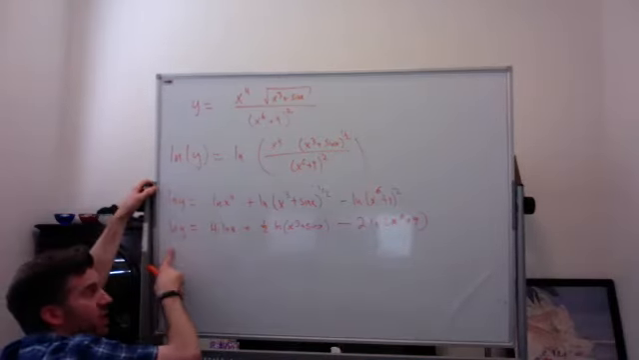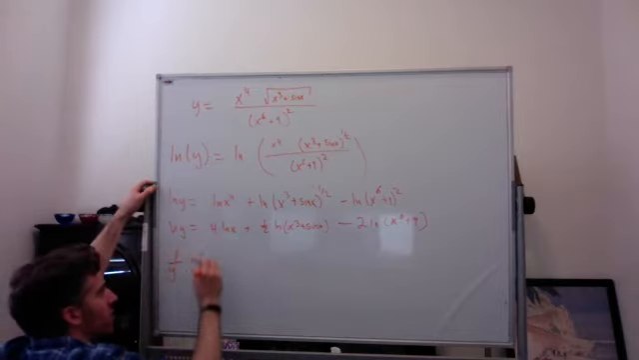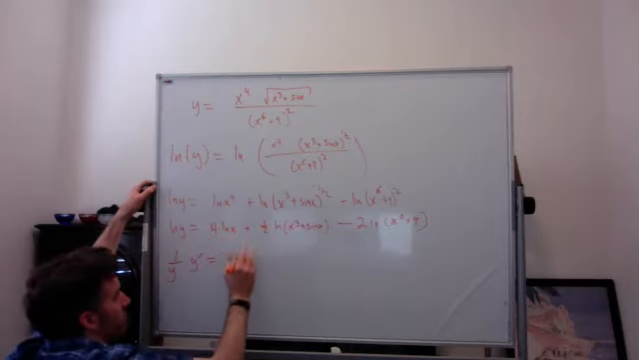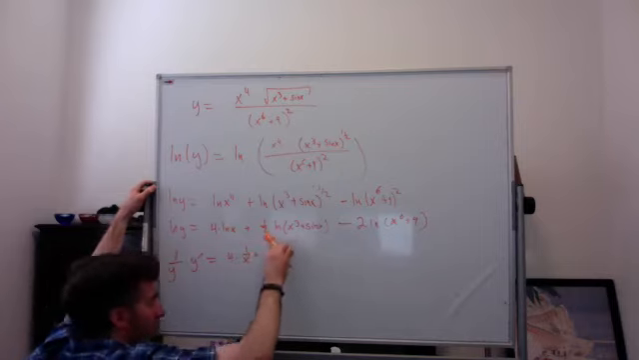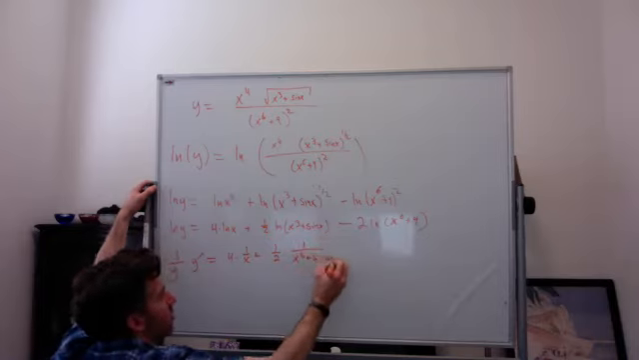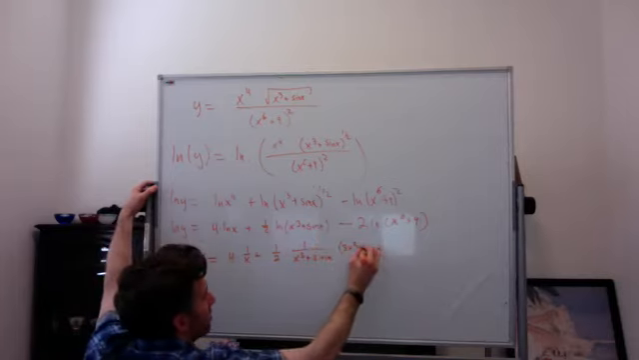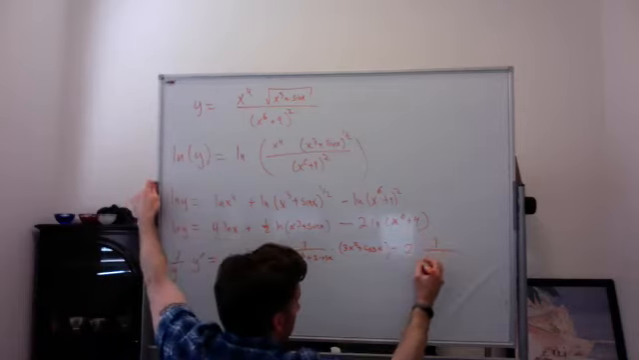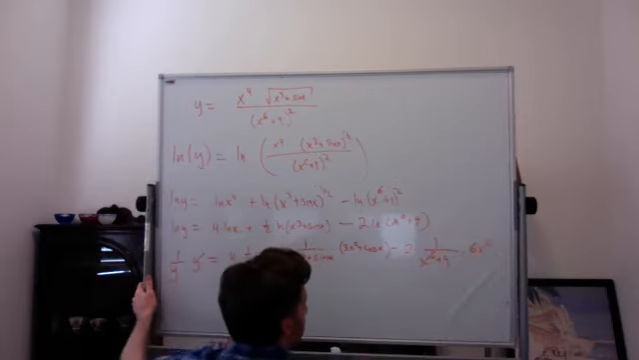You have to remember, the derivative of the natural log of y is 1 over y times the derivative of y. On the right-hand side, the derivative of 4 natural log of x is 4 times 1 over x. The derivative of 1/2 times natural log of some stuff is 1/2 times 1 over the stuff times the derivative of the stuff, which is 3x squared plus cosine of x. Minus 2 times the derivative of the natural log of some stuff is 1 over the stuff times the derivative of the stuff, which is 6x to the 5th.